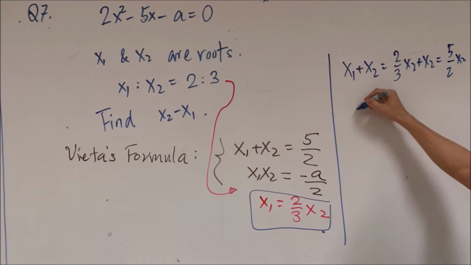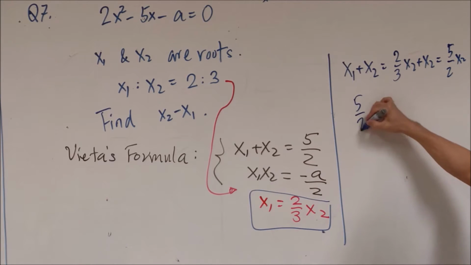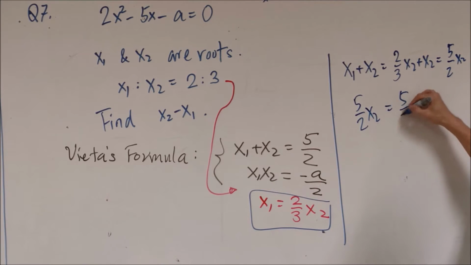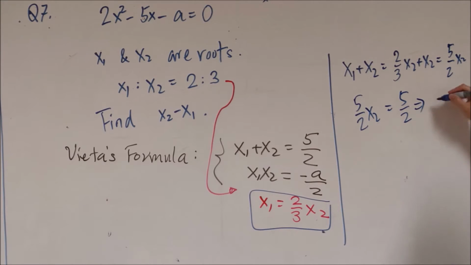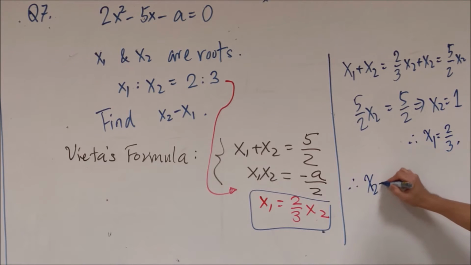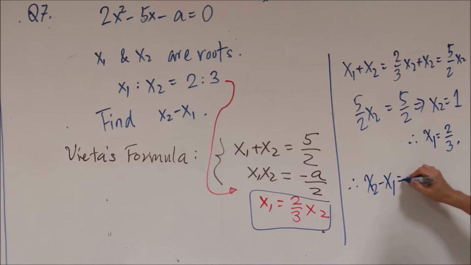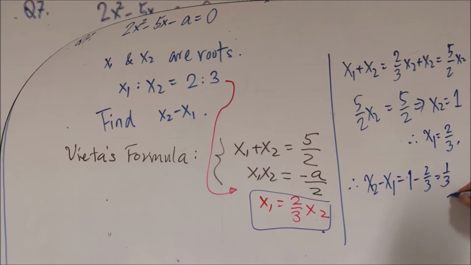And given that this value, 5 over 2 x2, equals 5 over 2, this implies that x2 equals 1. If x2 equals 1, then x1 will equal 2 over 3. Therefore, x2 minus x1 equals 1 minus 2 over 3, that is 1 over 3.